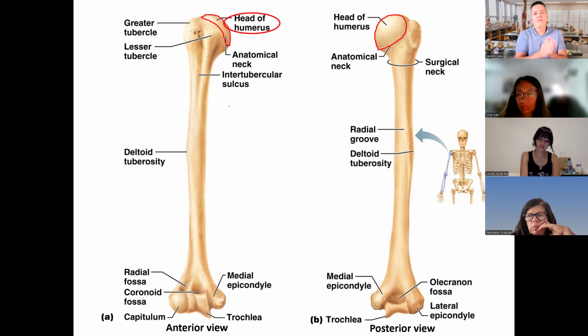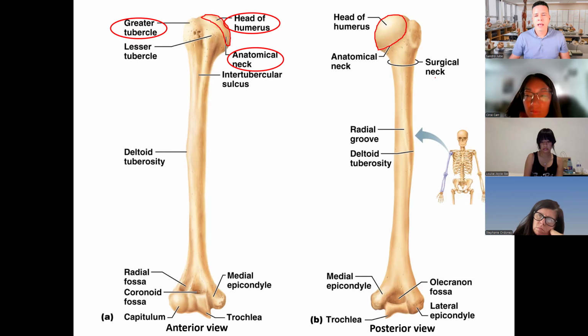Okay? Now, every time that we have a head of a bone, guys, what else are we going to find? A neck. And the humerus has two necks. It has what I call the anatomical neck, and it has what I call the surgical neck. Where is the anatomical neck? The anatomical neck is right underneath the head, right here.